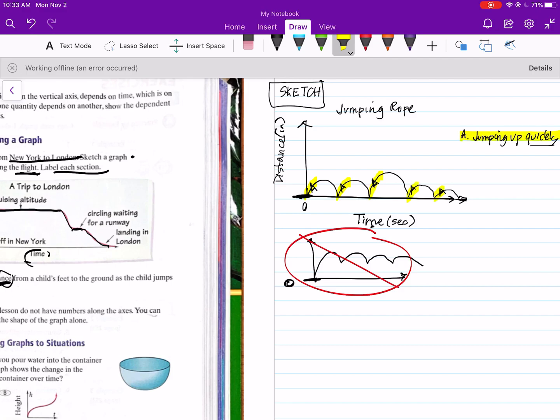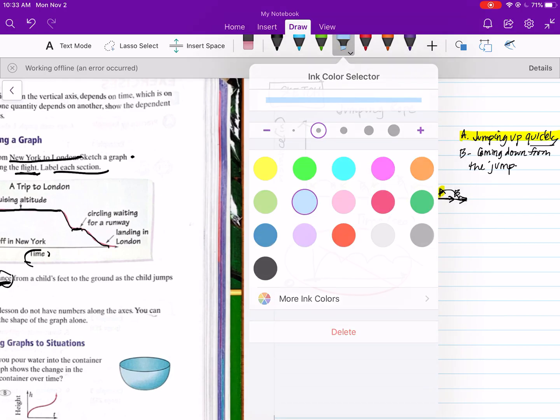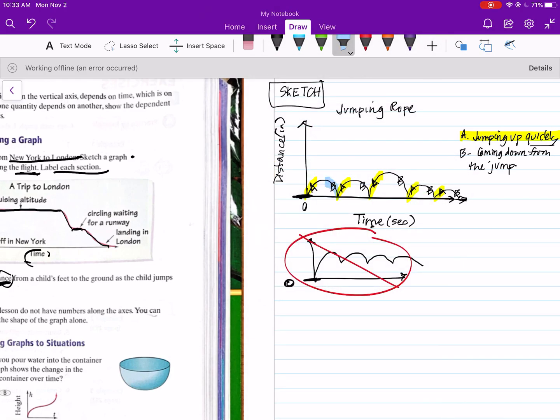Okay? I could also then pick up, and let's label all of these down here B, B, B, B, and B. And what's coming down? Or what are they doing? They're going down from the jump. So they're coming down from the jump. And let me pick up a color. Let's do those in blue. So here, here, here, here, and here. So they're coming down from a jump.